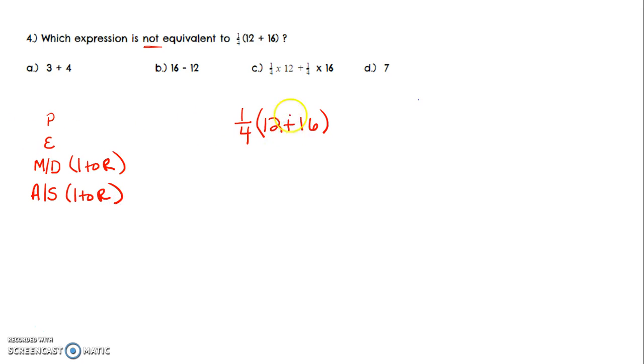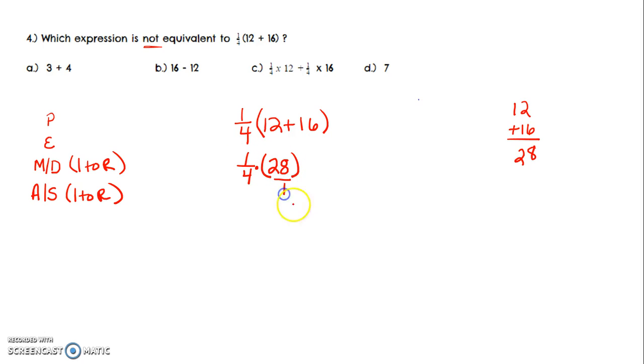And we're going to start within parentheses, 12 plus 16. If off to the side you need to do that, go for it. 12 plus 16, 2 and 6 is 8, 1 and 1 is 2. So 12 plus 16 must be 28. So it's 1/4, and then within parentheses we got 28. What's the operation between the 1/4 and the 28? Oh, that's multiplication. So I need to find 1/4 of 28.